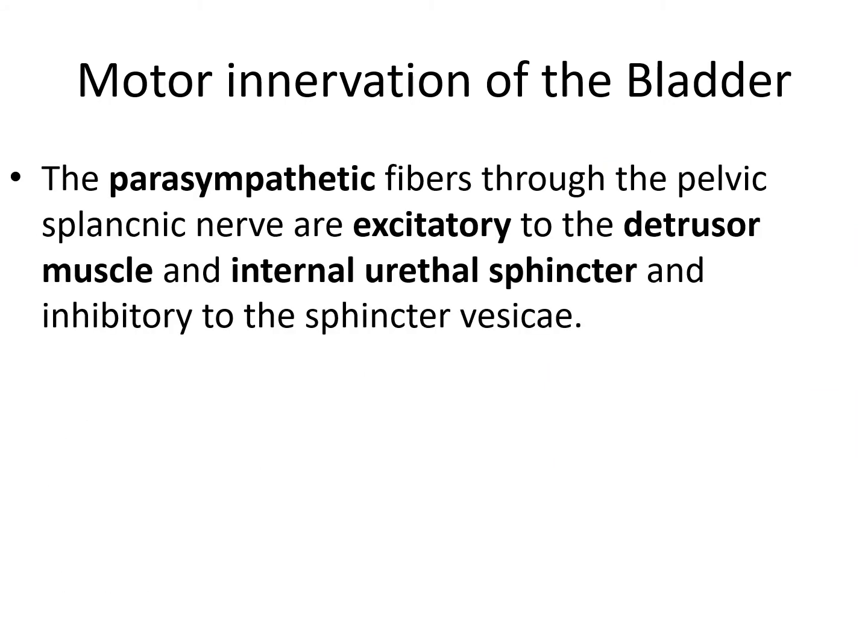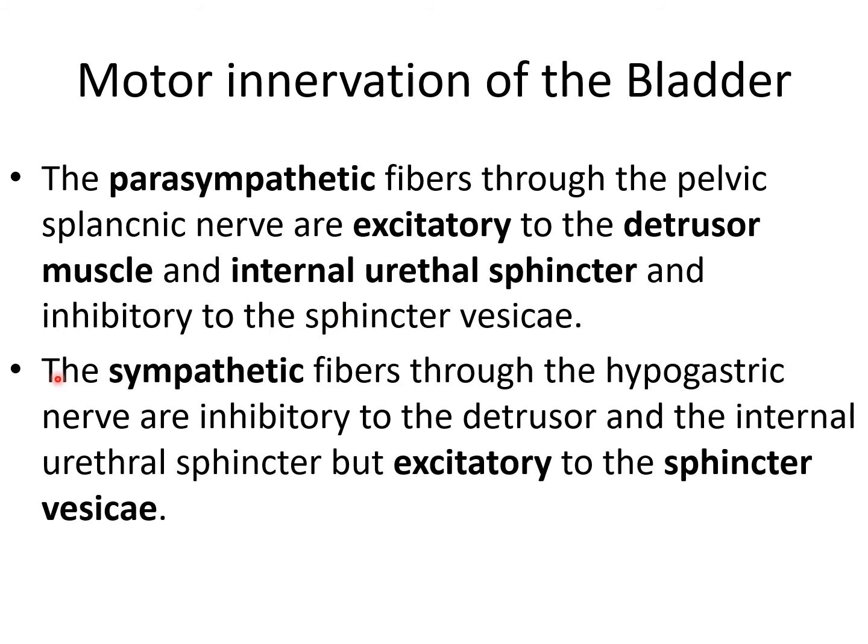Now the parasympathetic fibers supply the detrusor, which causes excitation or contraction of the detrusor muscle and the internal urethral sphincter, but it causes inhibition to the sphincter vesicae. So parasympathetic stimulation causes contraction of the detrusor muscle and relaxation of the sphincter vesicae, which helps in micturition.